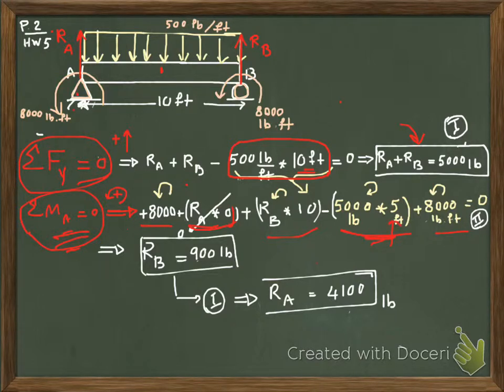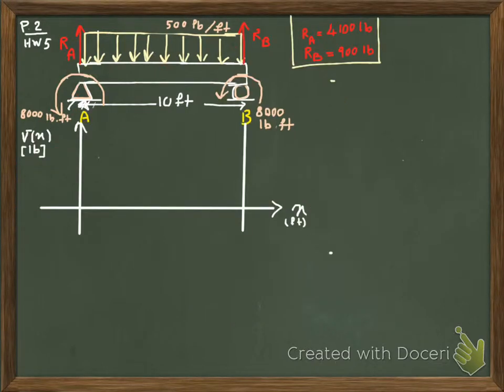So solving this second equation for RB, I find RB to be positive 900. That means my assumption was right about the upwardness of RB. And then I put this back in here and find my RA. That gives me 4,100 pounds. Okay. Alright, so now I cleaned the board and I put the reaction forces that we found right there. Okay, they're both upwards, yes.